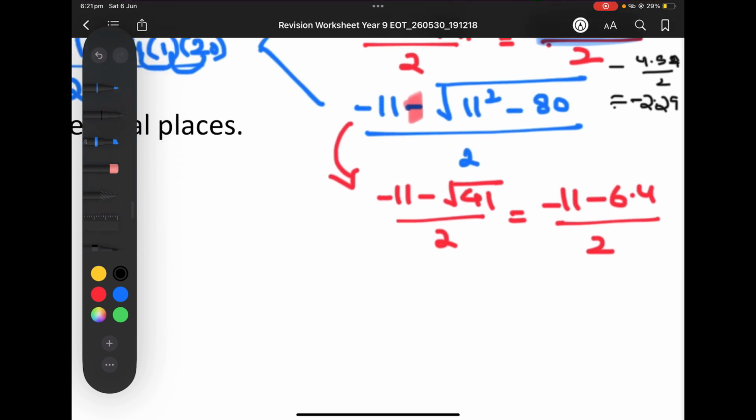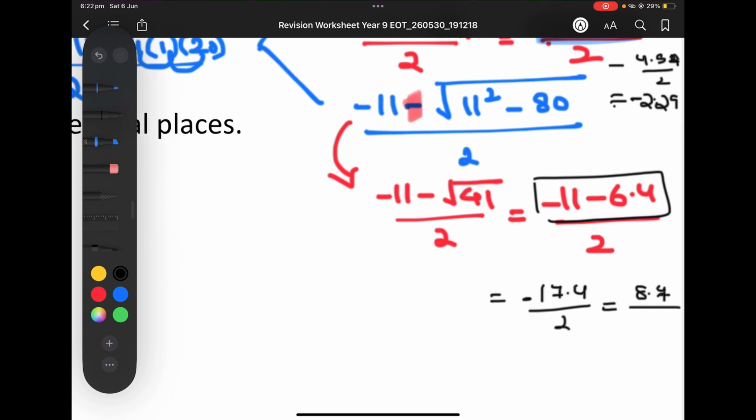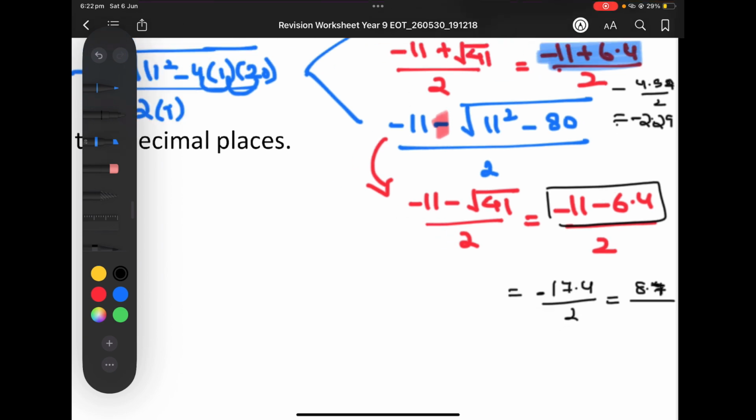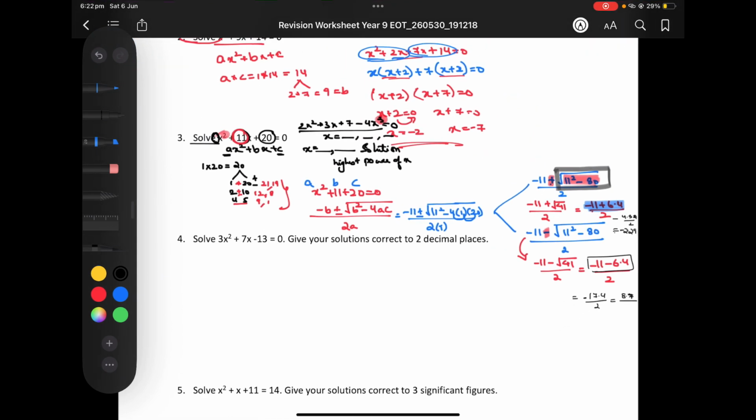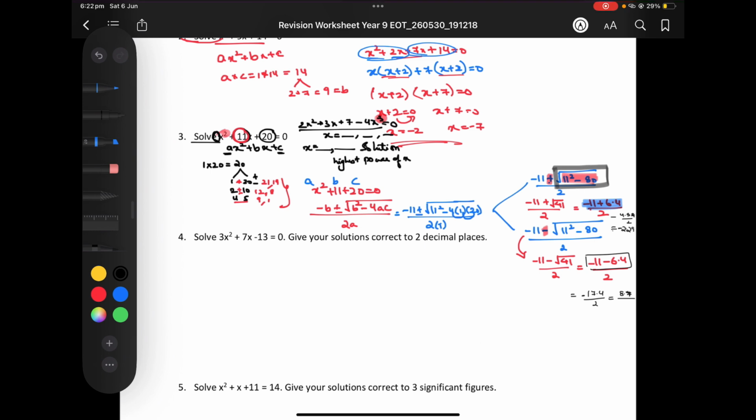Likewise here, when you do this, it adds together. So it becomes negative 17.4 over 2. Then how much does it become? 17.4 divided by 2 turns out to be 8.7. So one value that you get is negative 8.7 and the other value is negative 2.29. So this is the way you do this question. Okay, now these are the values that you get.